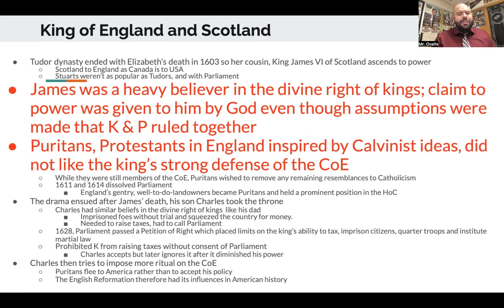Get rid of it. So Charles tries to impose more ritual on the Church of England. The Puritans will flee to America rather than accepting his policies. So the English Reformation kind of has influences in American history.